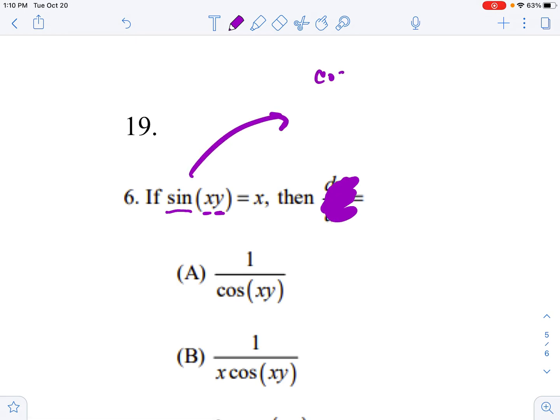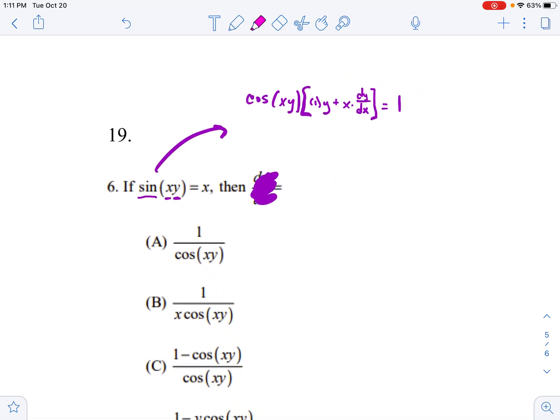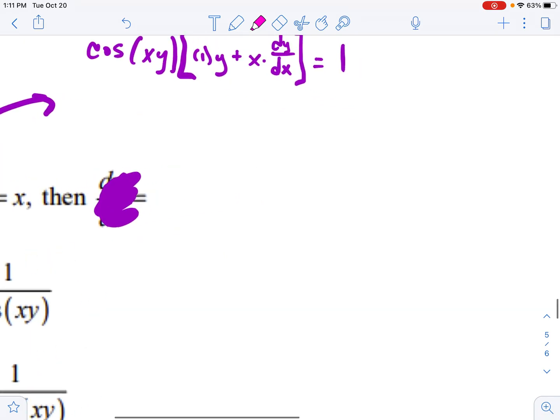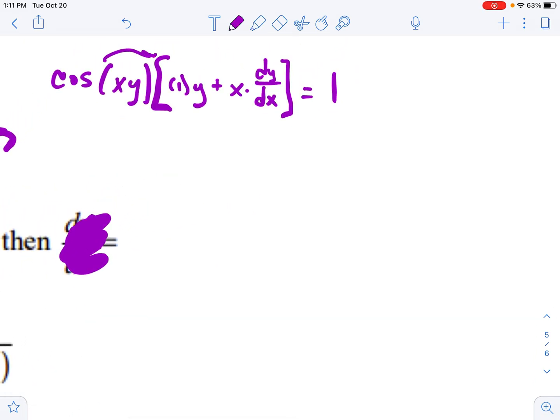From left to right, we're going to get cosine, leave the xy alone, times, now we go inside and take the derivative of x times y. Product rule. The derivative of x is 1 times the y plus, keep the x times the derivative of y with respect to x, there's dy dx. And then the right-hand side, the derivative of x is just 1. Okay, and now our job is to get dy dx all by itself here. There's different things we can do. I could distribute this cosine through. I can actually divide both sides by cosine xy. That's what I'm going to do.